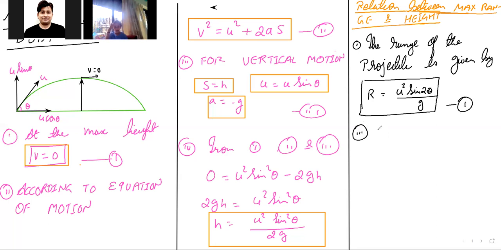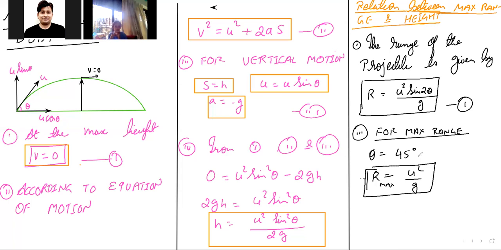Now we know that for maximum range, theta is equal to 45 degrees. So therefore we can say that R max will be equal to u square by g. Is it clear? Because sine 90 will be 1. That is the reason I have written this as 1, and we have got R max equal to u square upon g. You can write it here like this: sine 2 theta is equal to 1, since theta is equal to 45 degrees, sine 90 is equal to 1.